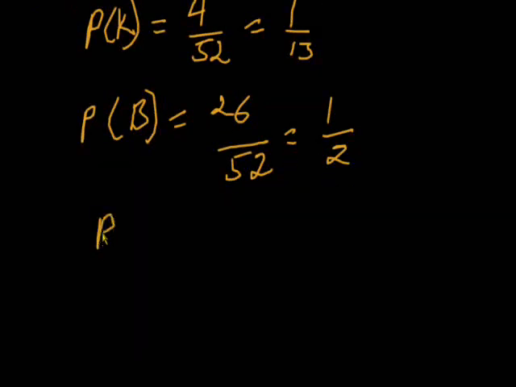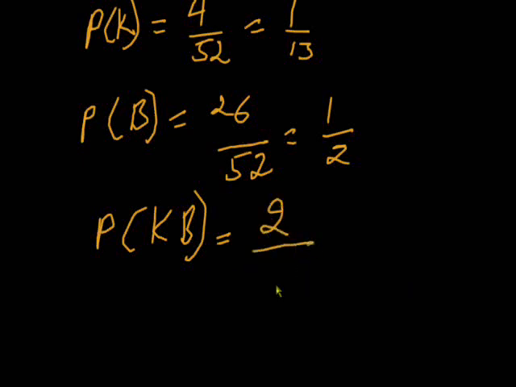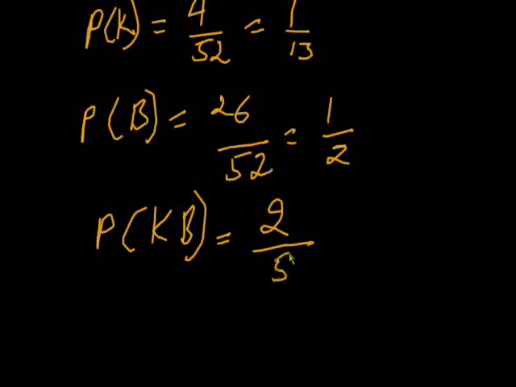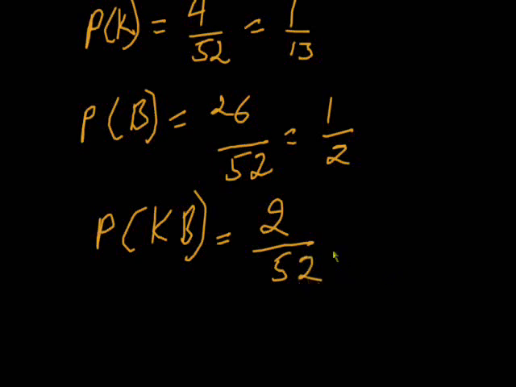Probability of happening king and black card, this is common. In every king there are 2 black cards, so for king and black card happening together, the favorable number is 2. Total number of events is 52. So this is 1 divide 26.